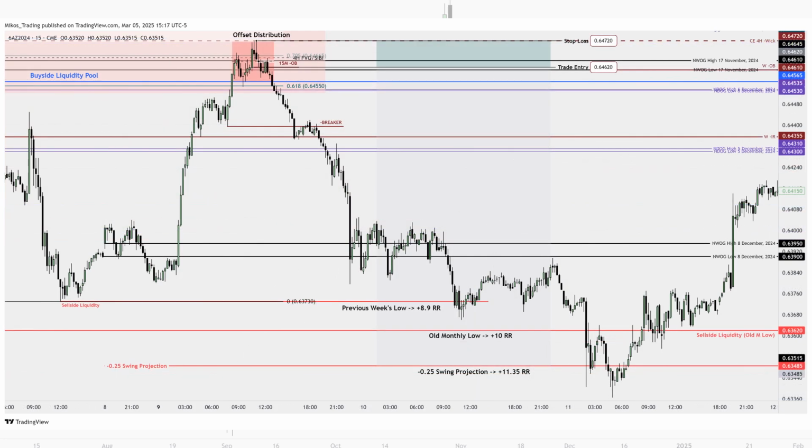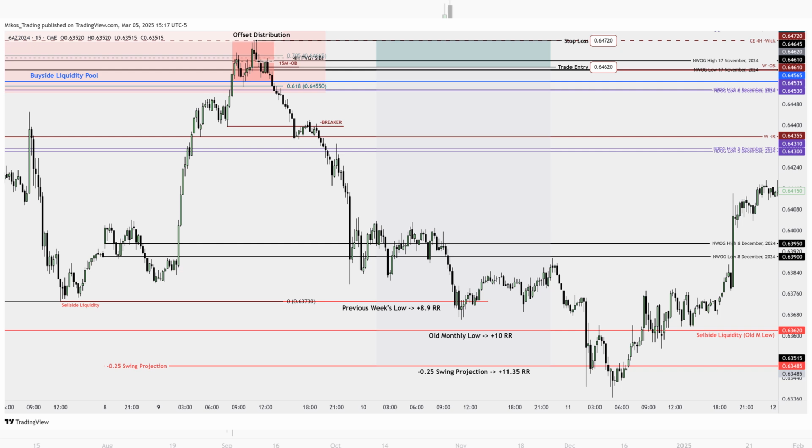Here is where I will take profits. As I mentioned earlier, since we are trading in the direction of the monthly, weekly and daily institutional order flow, I would look to take profits at higher time frame inefficiencies and or higher time frame old lows. In this case, I would split my position into thirds and scale out as the market moves in my favor.